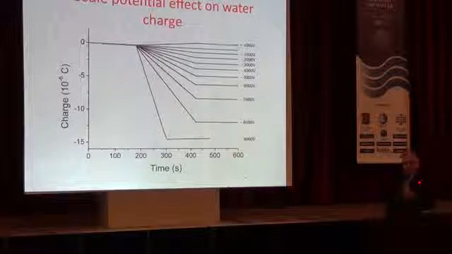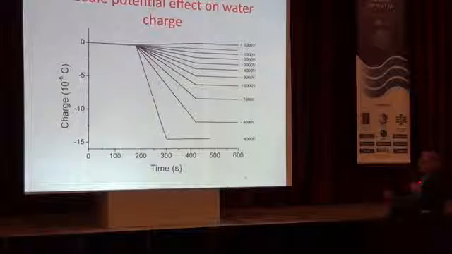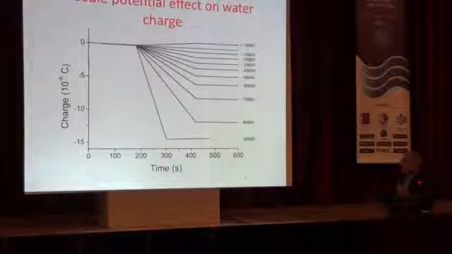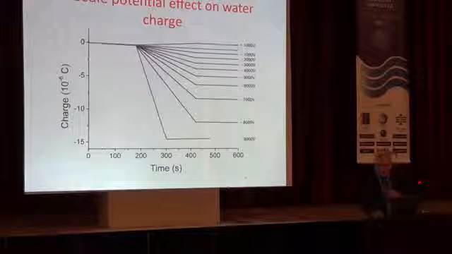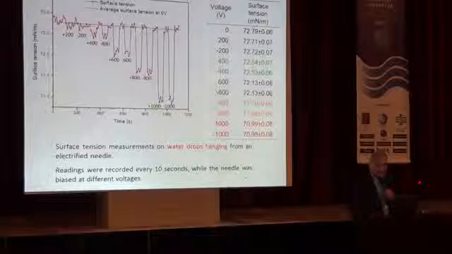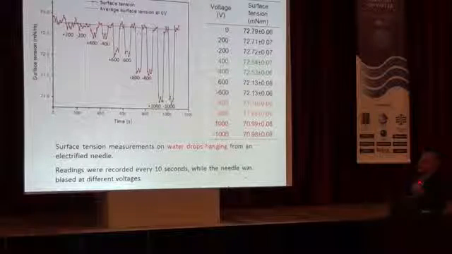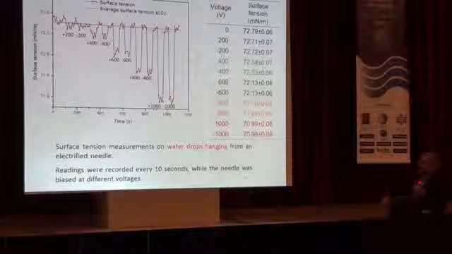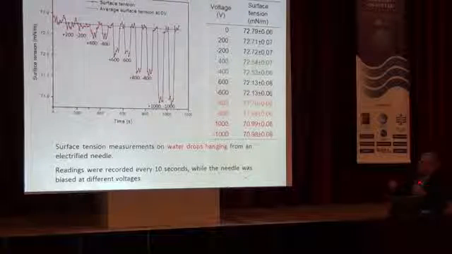And that plot sums up the effect of the potential on water charge. It shows mostly the negative region. The positive is essentially symmetric to this. You see that the effect increases very much as the potential increases. And that's the lower voltage region, seen in more detail. You can see that that's surface tension, measured from the drop profiles.